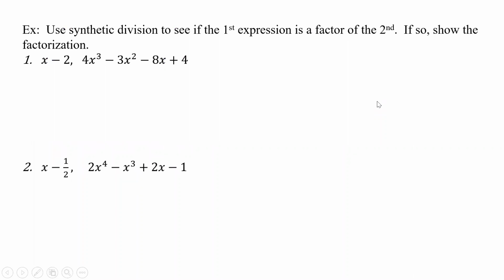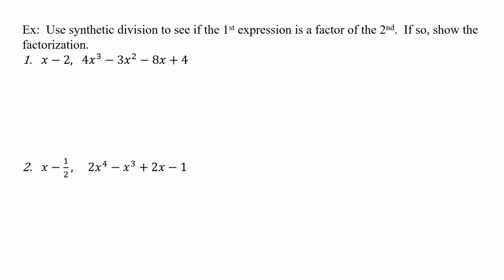All right, so the next one is use synthetic division to see if the first expression is a factor of the second. If so, show the factorization. So basically what they want us to do is take that number, divide it into this number using synthetic division, and see if it's a factor. So if we get a remainder of 0 on the end. If so, write the two factors.